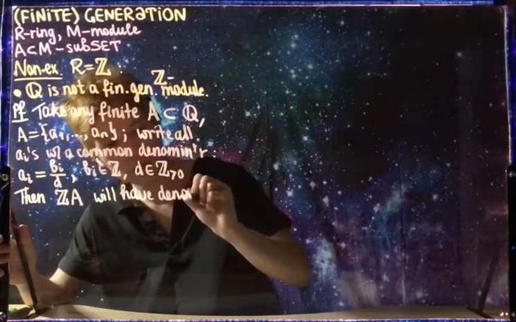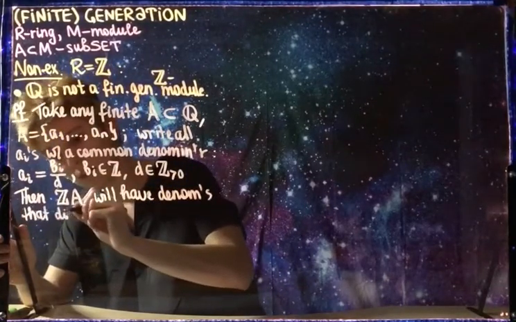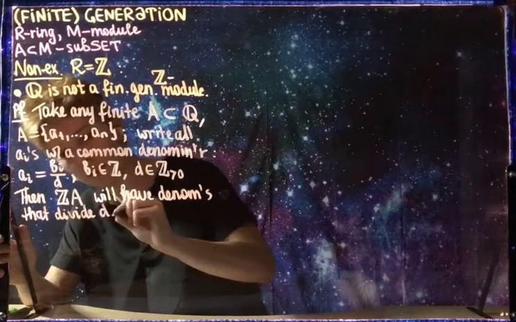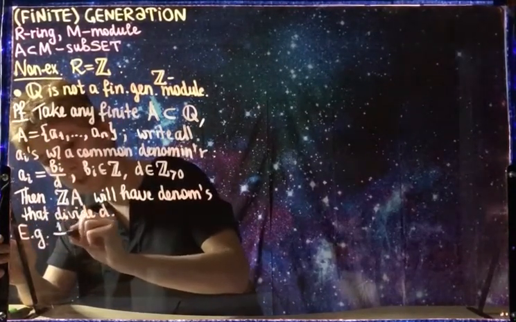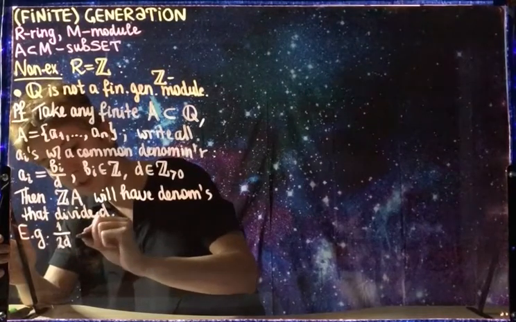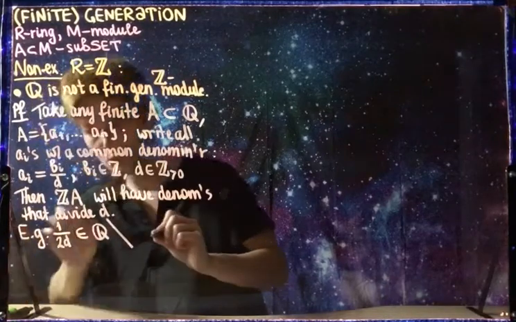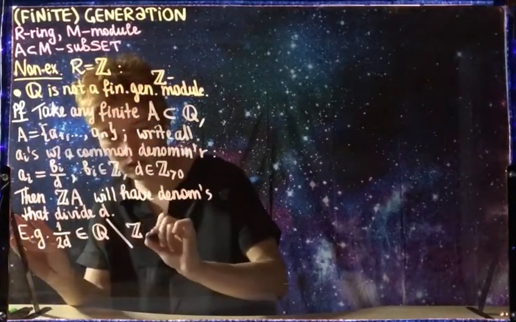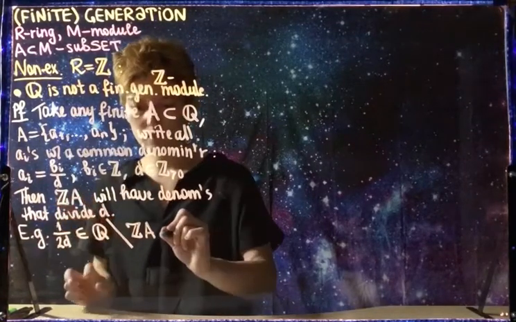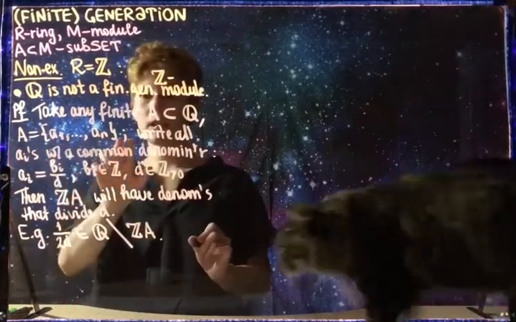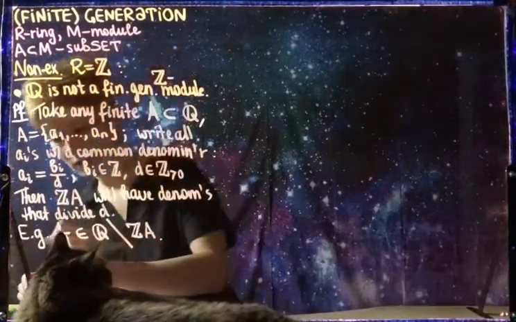We'll have denominators that divide d. So for example, the element 1 over 2d is a rational number, but it will not lie in the submodule generated by A. And so any finite set does not generate the whole Q. And so Q is not finitely generated.